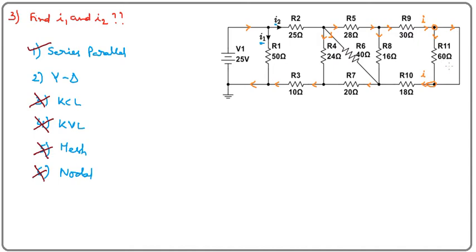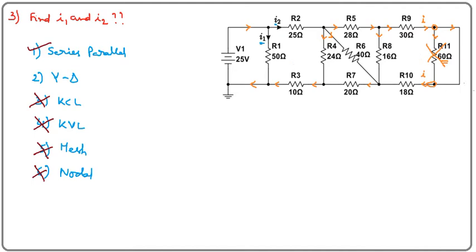But the current always prefers the least resistive path. Here the resistance is 60 ohm and the other part is a short. Short means the resistance is 0 ohm. As it is 0 ohm, the whole current passes through this path only and no current passes through the R11 resistor. So this resistor can be removed straight away.